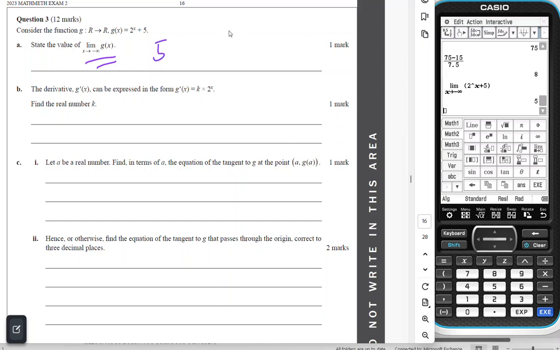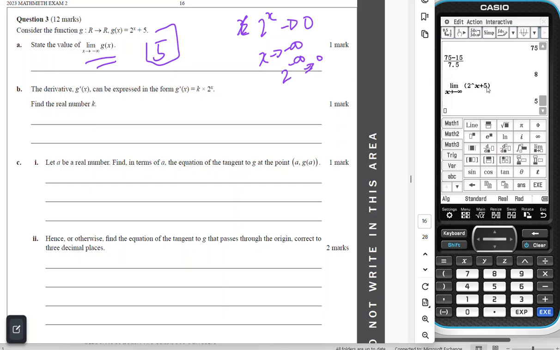And 5 is the answer because 2 to the x approaches 0 when x approaches negative infinity, because 2 to the negative infinity is going to get a number so small it's going to go to 0. So 0 plus 5, 5 is the answer.